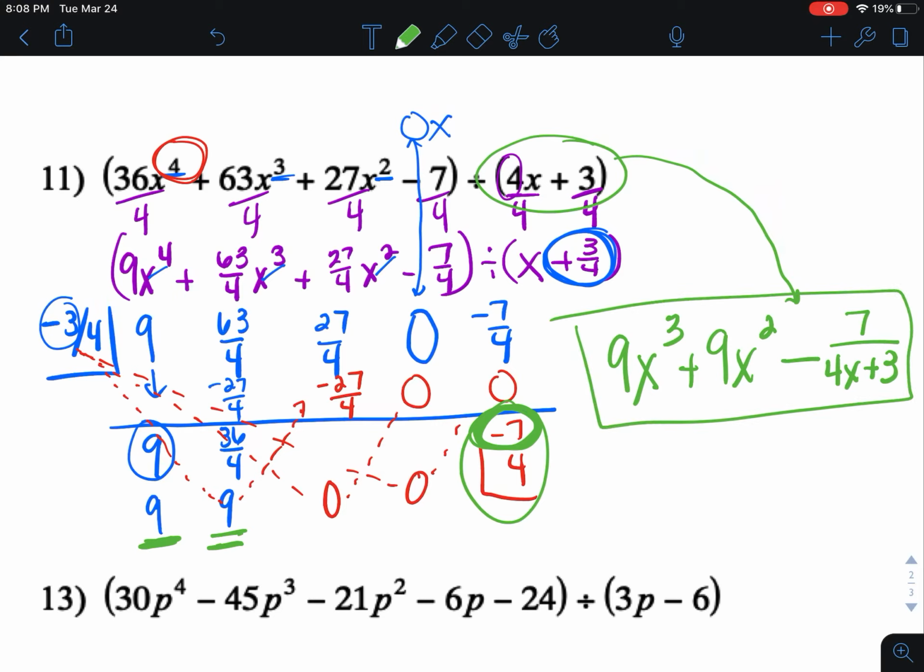Okay, again, all I did on the remainder is I took the top number here, right here, this negative 7, and put it on top. And then I went back to my original binomial that I'm dividing by. Okay. All right, let's do one more.